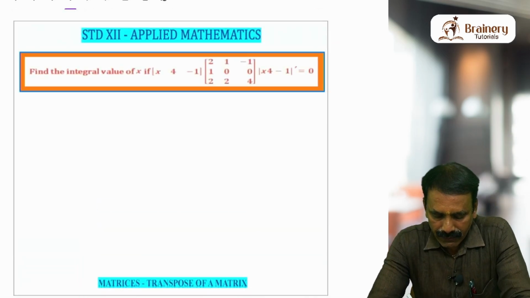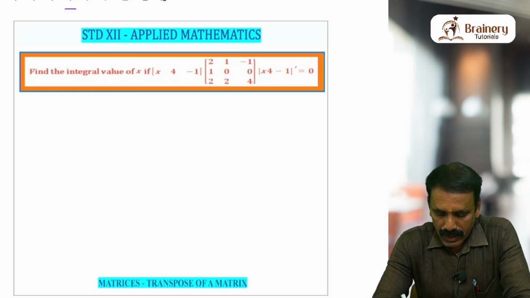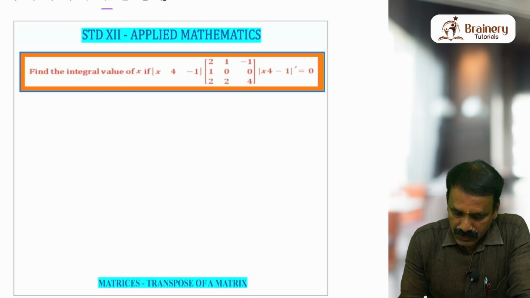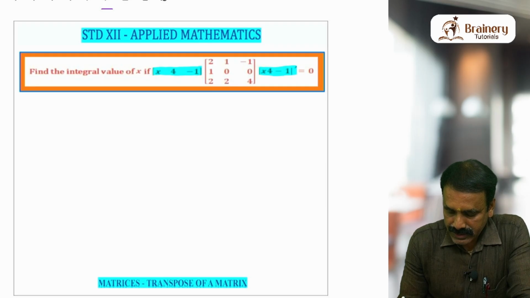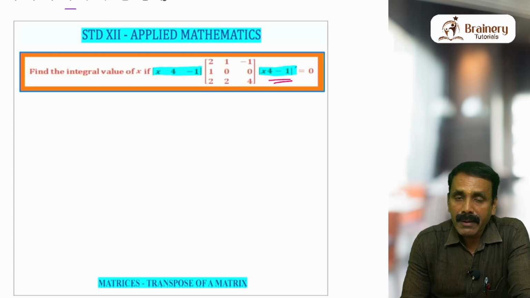Find the integral value of x if x 4 minus 1 again multiplied with a 3 by 3 matrix 2 1 minus 1 1 0 0 2 2 4 multiplied with transpose of x 4 minus 1. The matrix we are having here is transposed here. So we have to be very careful. So we rewrite this one after applying transpose.